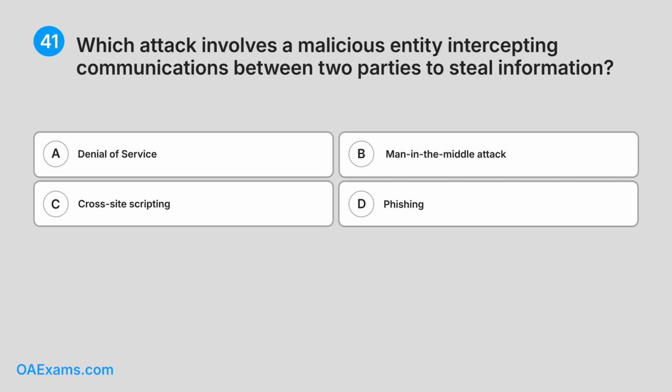41. Which attack involves a malicious entity intercepting communications between two parties to steal information? A. Denial of service, B. Man-in-the-middle attack, C. Cross-site scripting, D. Phishing. Can you guess the answer?